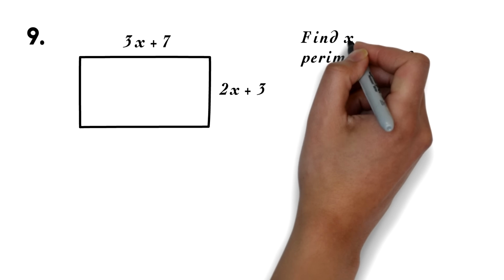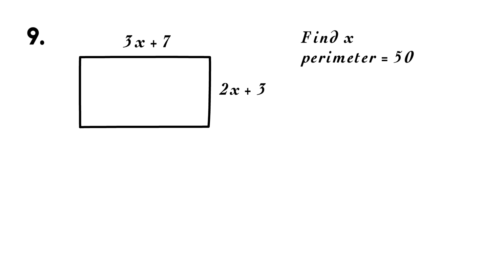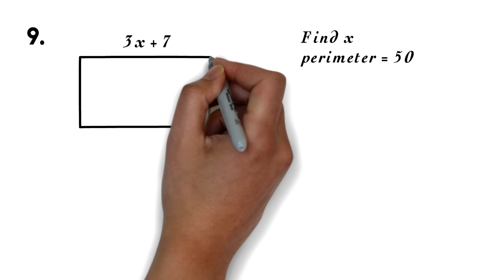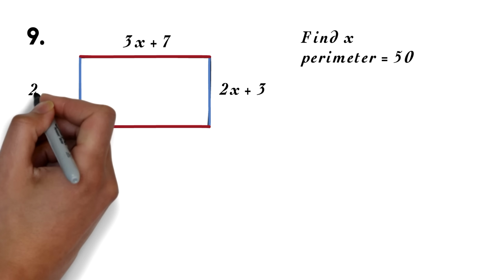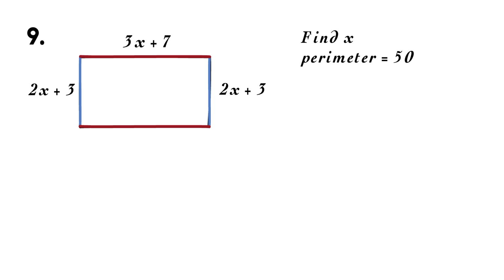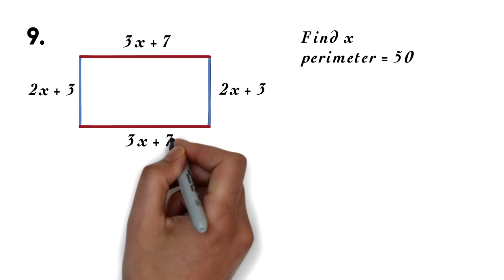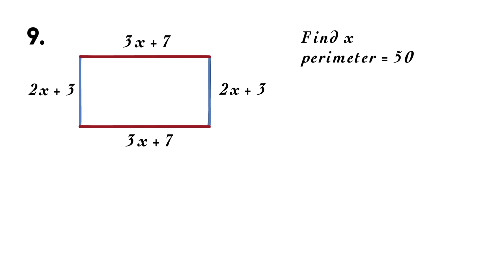Here, we are supposed to solve for x given this rectangle. We know that the perimeter simply means adding all the sides. We know this is a rectangle, so opposite sides have the same size. This side will also be 2x plus 3. This will be 3x plus 7. Now, we can add all these parts and it must be equal to the perimeter 50.